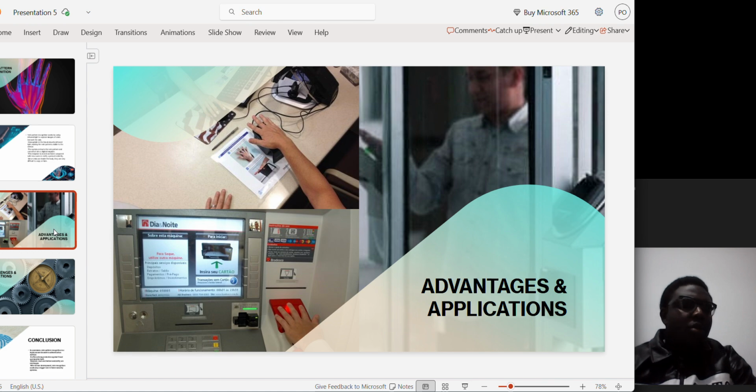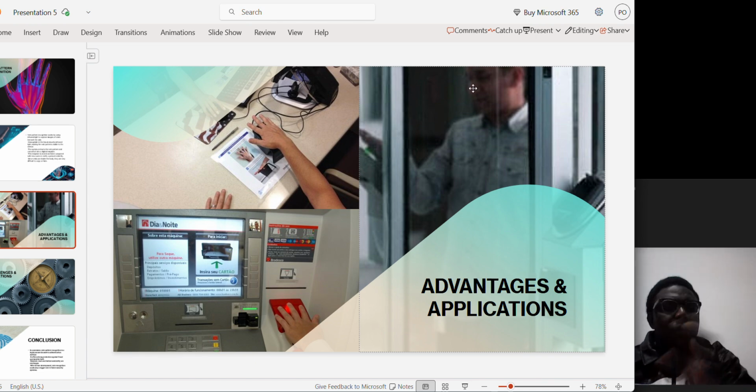Vein recognition is commonly used in ATM machines, hospitals, and high security facilities. It is especially useful where strong identity verification is required. That's where you mostly see vein pattern recognition. It is used in ATMs and in access control. You put your palm, and the process of how it works will be done.